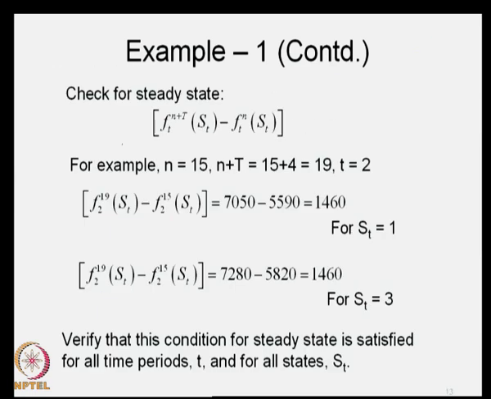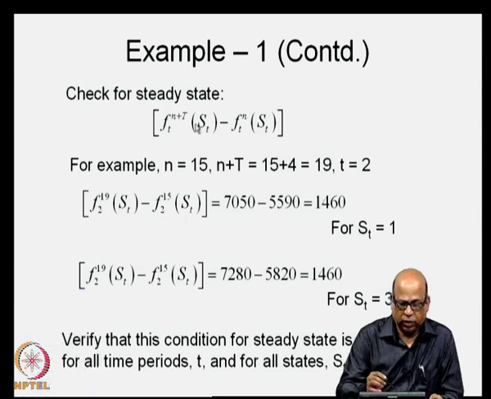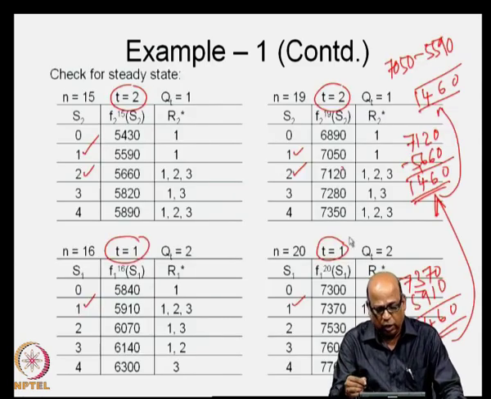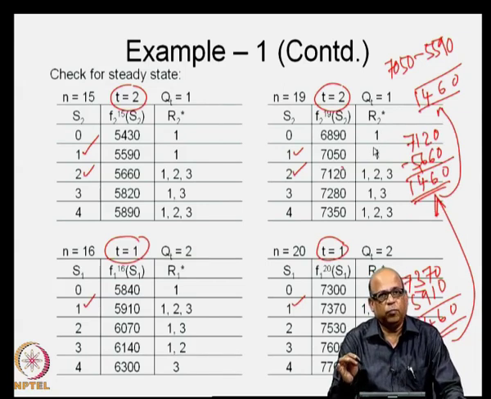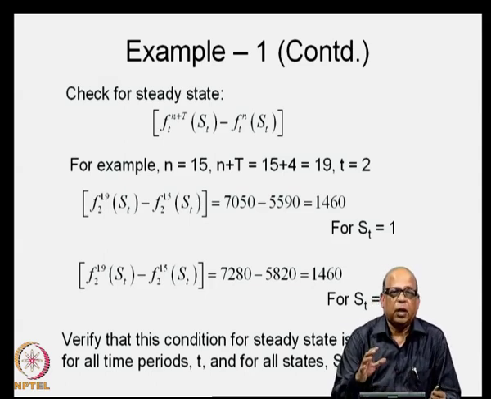So, this is what I have shown here, how to examine whether the steady state policy has been reached. So, n is equal to 15, n plus t is 19 and for t is equal to 2, we get 1460 and for st is equal to 1 this is. Similarly, for st is equal to 3, you get 1460. You can verify that for any st's here, you will get the same return 1460, and that is where the steady state has been reached.